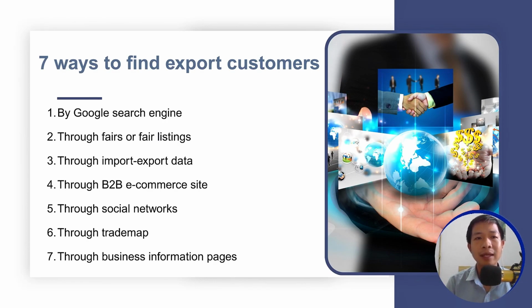So the first method involves finding export customers through the Google search engine. Then you can search through trade fairs or trade fair lists, search through customs data, search through B2B e-commerce sites. Number 5 is searching through social media. Number 6 is searching through Trademaps. And number 7 is searching through business information sites. Very interesting, isn't it? Now let's dive into the details of each search method.